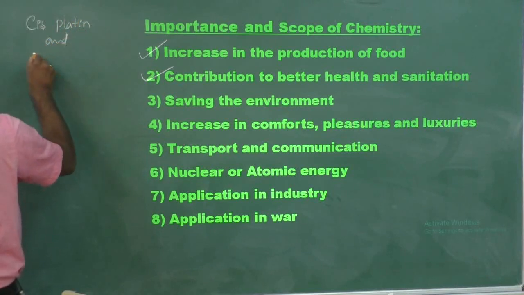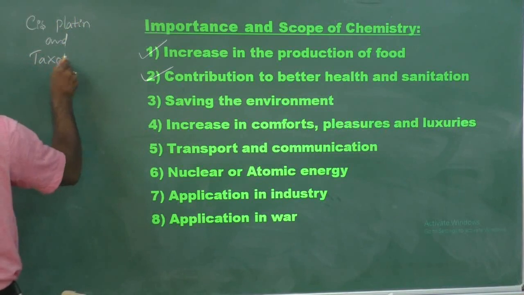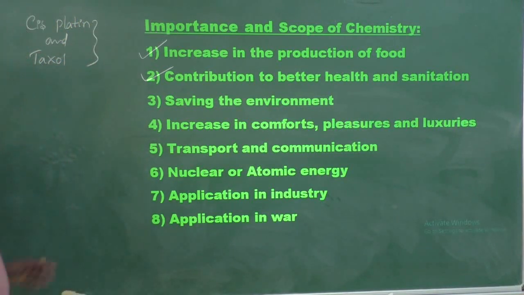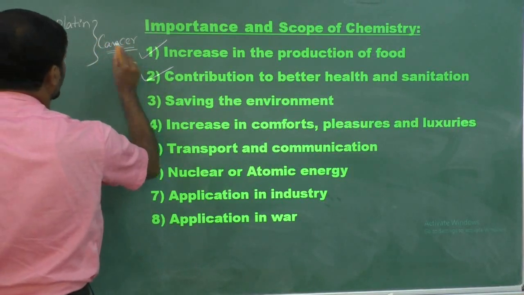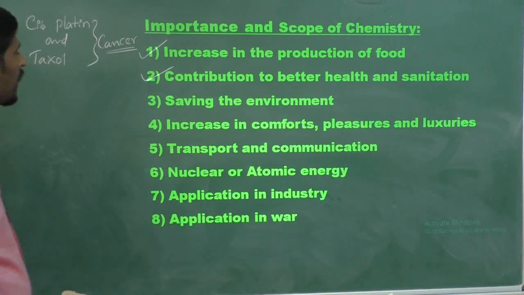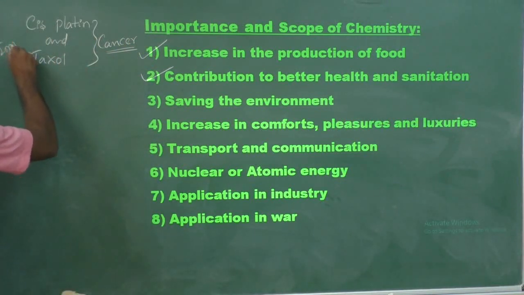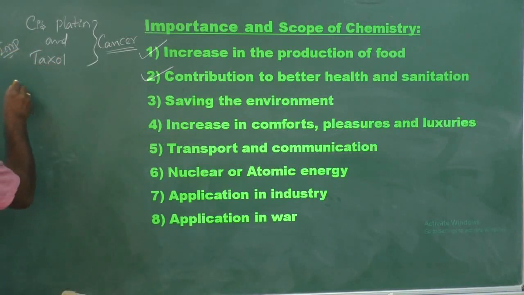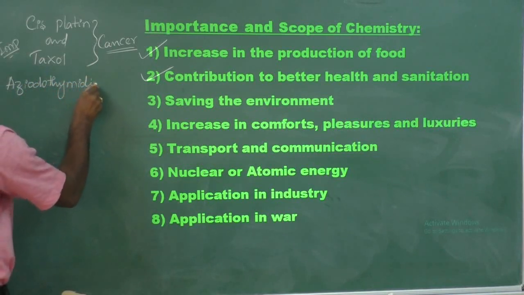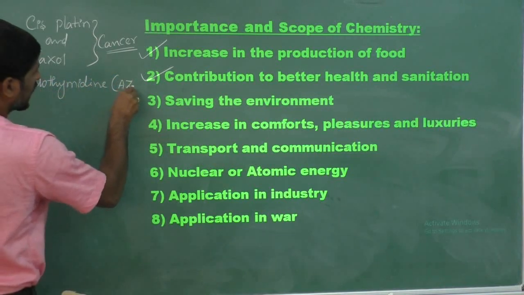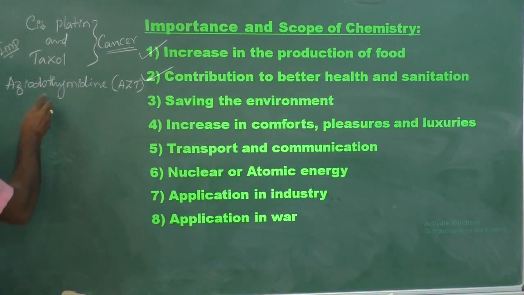and Taxol, these two drugs are used to treat cancer. These two drugs are highly effective against cancer, and they are very important, cisplatin and Taxol. Another drug, that is AZT, azidothymidine, which is used for AIDS victims.